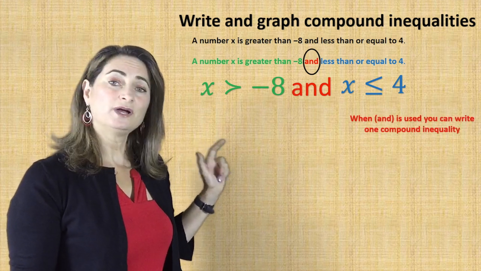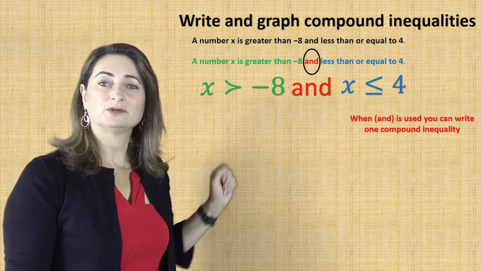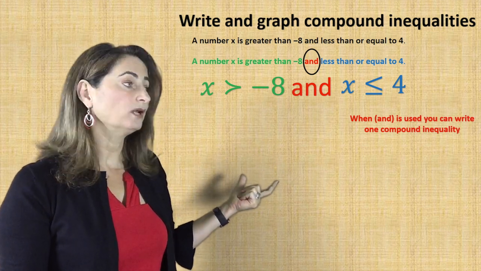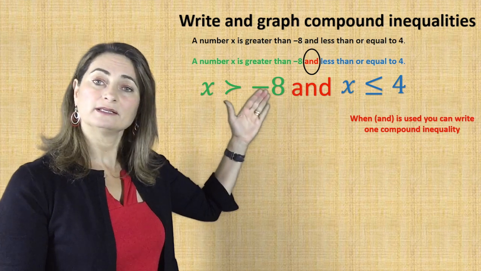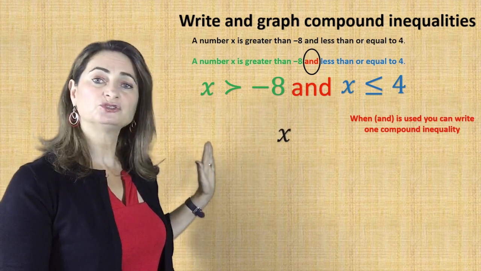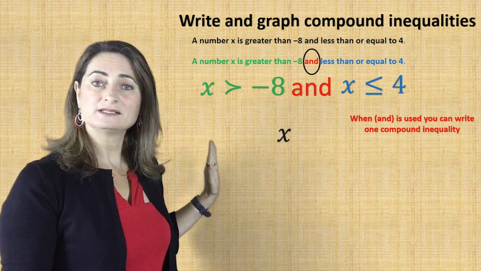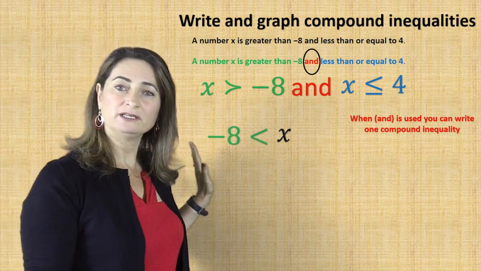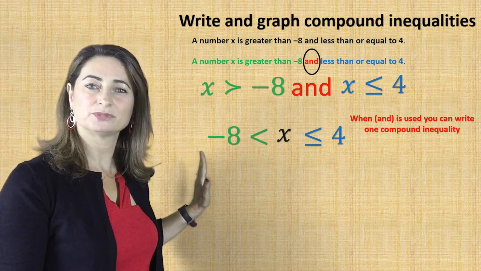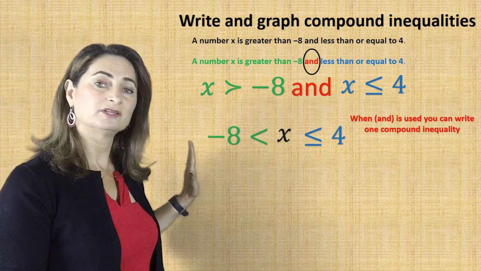And when you have a compound inequality with and, you can write it as one inequality. So you can erase the word and, put x in the middle, but make sure to start with the least number first from the left because we read from left to right. So make sure you have the least number on the left side of the inequality.